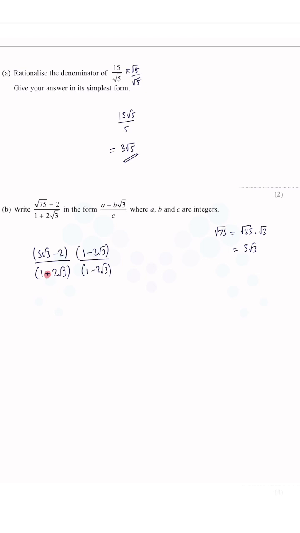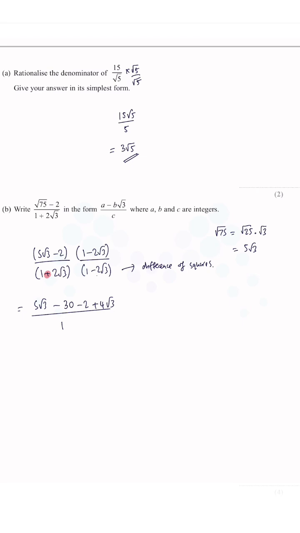And now, if you were to compare the two brackets at the bottom, they're actually a version of difference of squares. So if I times the numerator terms together, I've got 5 root 3 times by 1, which is 5 root 3. 5 root 3 times by minus 2 root 3, so 5 times minus 2 gives you minus 10, and root 3 times root 3 is 3, so 10 times 3 is minus 30. Minus 2 times 1 is minus 2. And minus 2 times minus 2 root 3 gives you plus 4 root 3. And that is all divided by 1 times 1, which is 1.